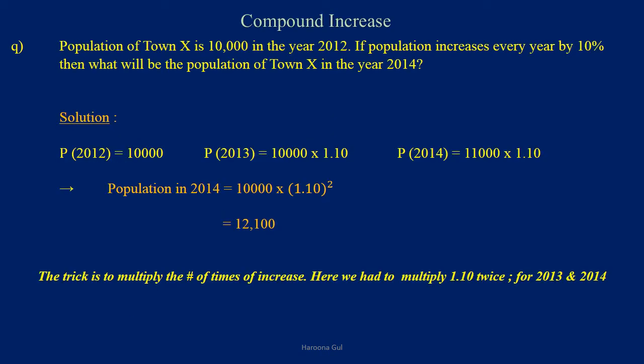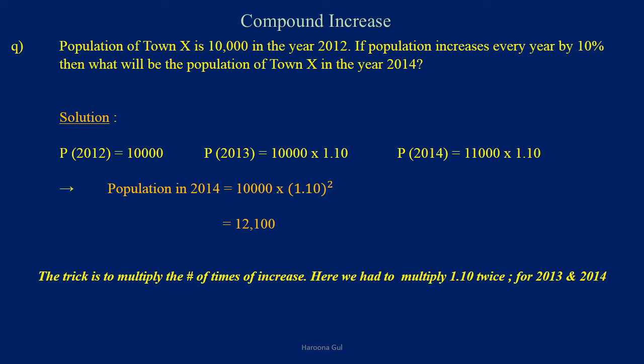The last question is on compound increase, and compound increase is basically a constant increase over a certain period of time. Let's suppose days, weeks, months, years, etc. Now our question says that the population of town X is 10,000 in the year 2012. If population increases every year by 10%, then what will be the population of town X in the year 2014? Simple question. Let's see how we do it in a simple way and in an efficient way.